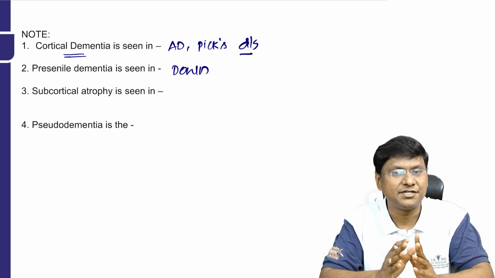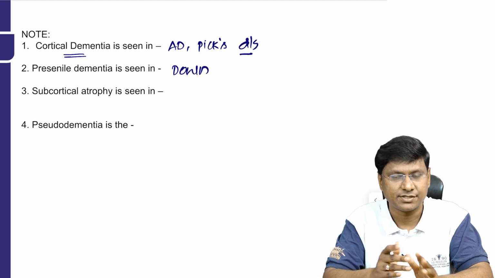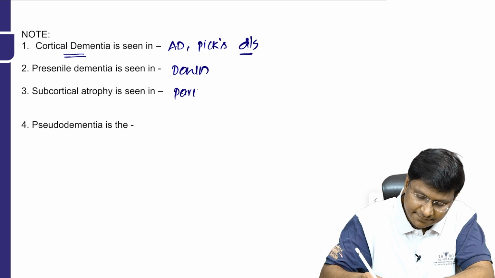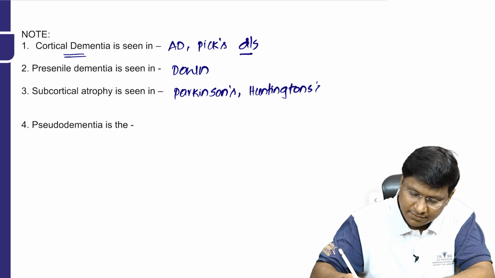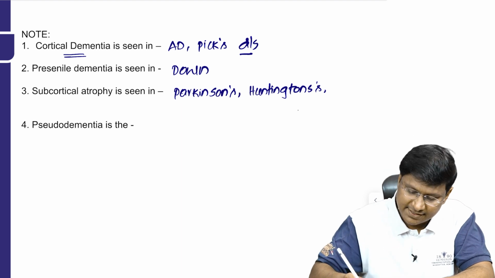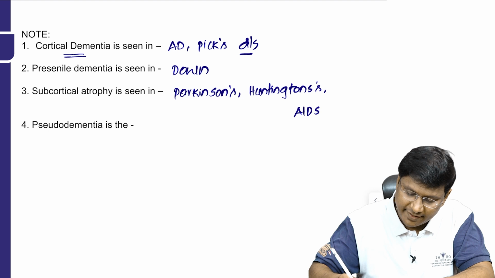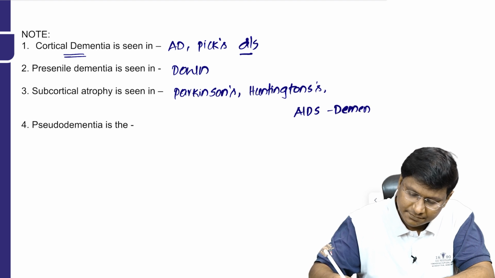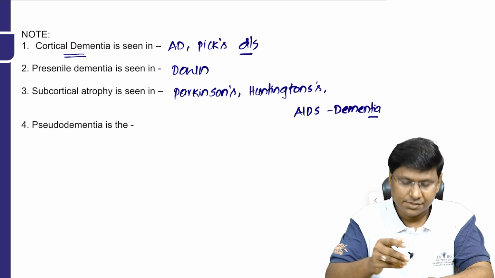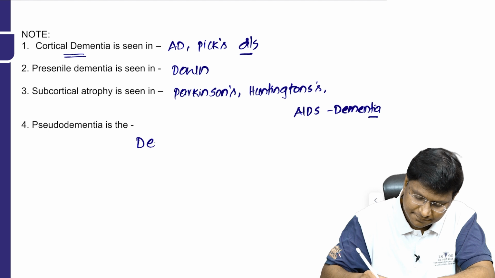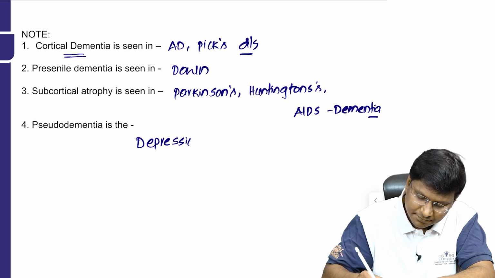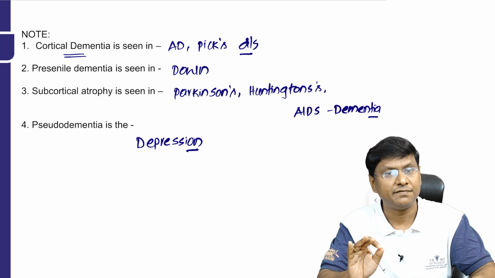And what is the clinical condition where you have subcortical atrophy causing dementia? It is observed in Parkinson's disease, in Huntington's disease, and in AIDS related dementia. Okay, so that is subcortical atrophy. Then pseudodementia. Pseudodementia is a presentation of depression.